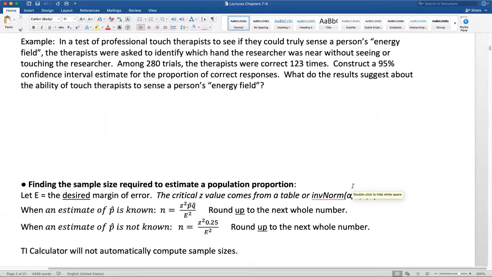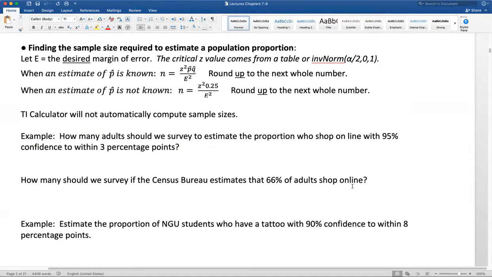In this video, we're going to study how to find the sample size required to estimate the population proportion. In the previous video, we learned how to find the confidence interval for a given confidence level and sample size. This is the opposite.